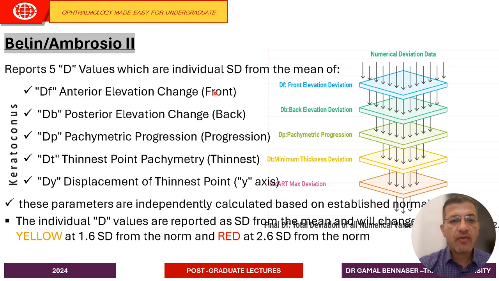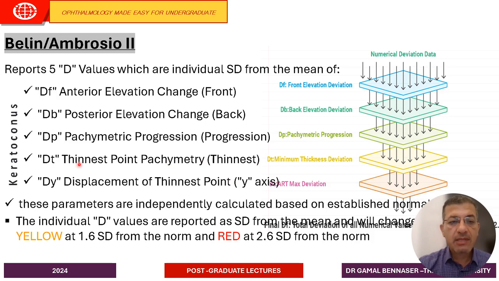DFF stands for front, that's the standard deviation of the anterior elevation changes, and the B stands for the back surface of the cornea, the same thing, the standard deviation of the back surface of the cornea, and the P stands for the pachymetry progression, and T for the thickness at the thinnest point location, and the Y stands for the displacement of the thinnest point along the Y-axis.